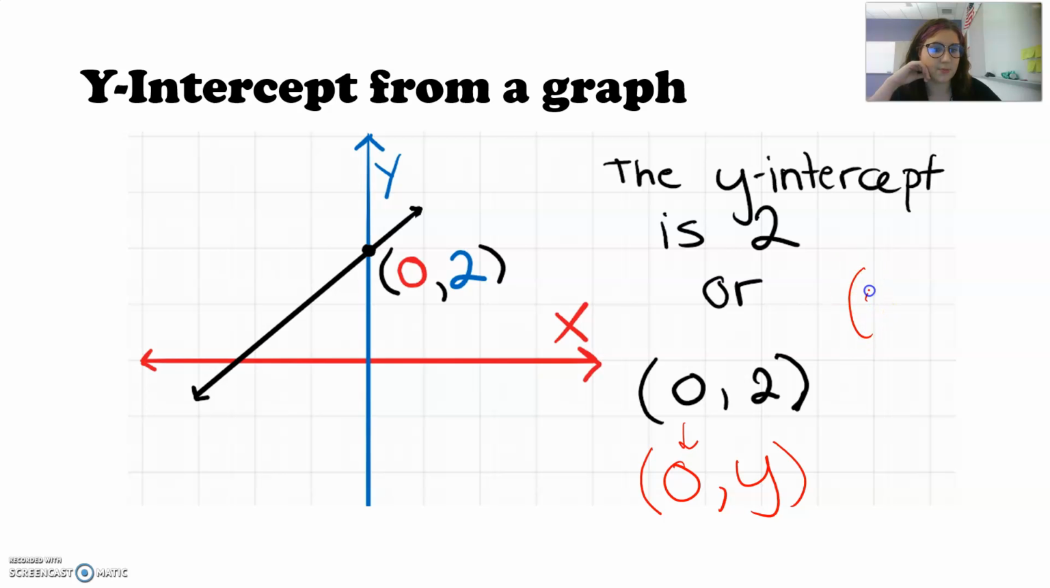So remember, an ordered pair is in the form x, y. So for a y-intercept, it's in the form 0, y. So I will always have x as 0.